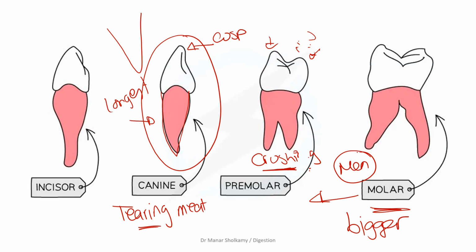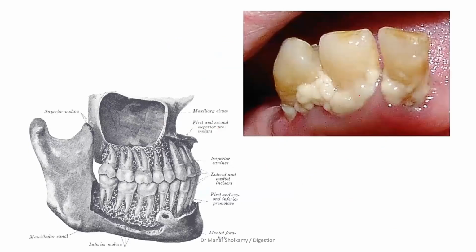So the molar is for crushing or grinding of food, and it has cusps here, and it has from 2 to 4 roots. It depends, but usually they are 3 to 4 roots. Fine. So these are the different types of teeth. It's very easy, very, very easy.